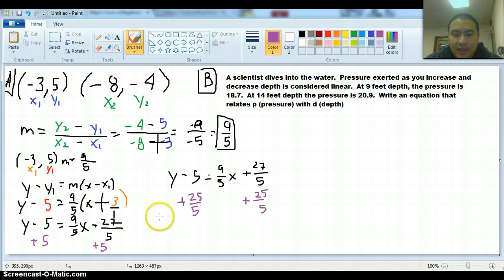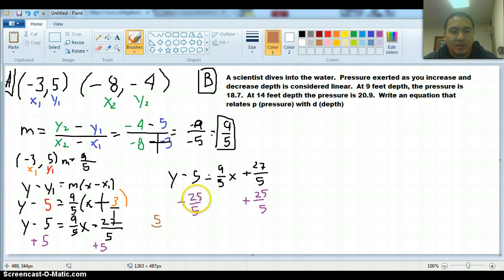So how I did that is I said, well, maybe I have, and I'm switching over to like this color, beige. If I had 5 over 1, well, how can I write that as a denominator 5? Well, I can multiply that by 5 over 5. 5 over 5 is really just 1. I can multiply anything with 1. So I have 5 times 5, that's 25 over 5. Right? And that's how I got that. 25 over 5 is 5. So I'm adding that to both sides.